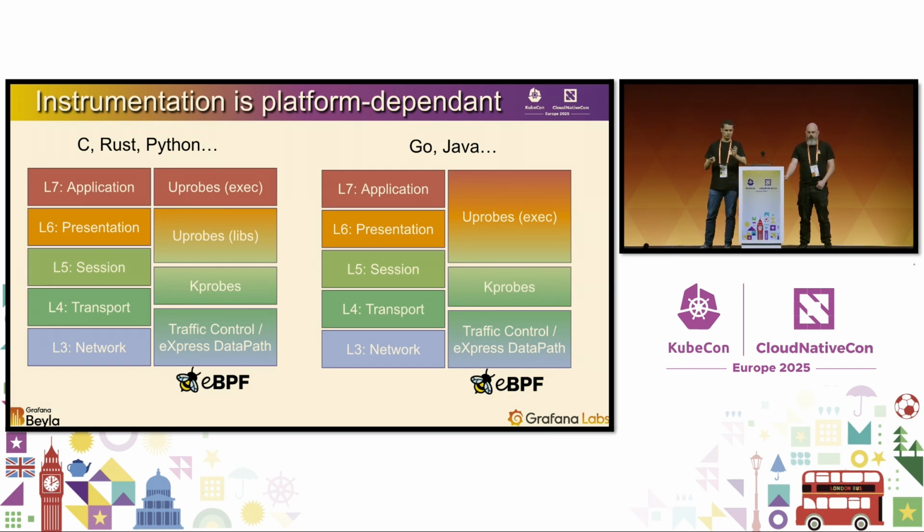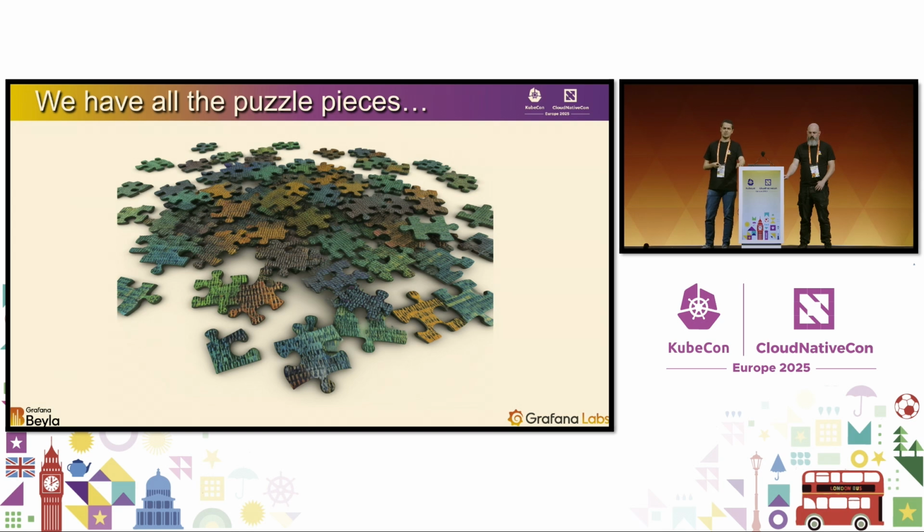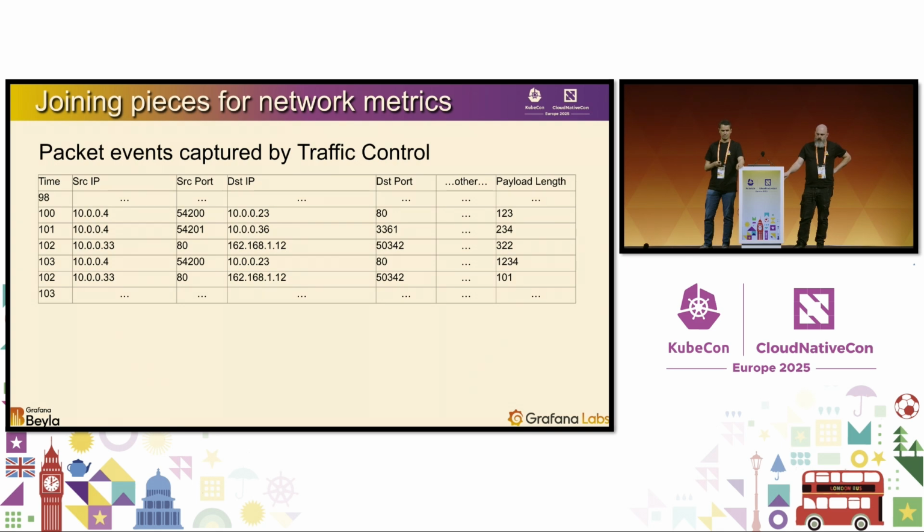Because, for example, Go and Java bundle some libraries that other languages rely on the operating system for. Go and Java, for example, for TLS secure connections, bundle their own libraries. Basically, with this set of programs, what we have is a bunch of puzzle pieces, but we need to join them to give some sense to them.